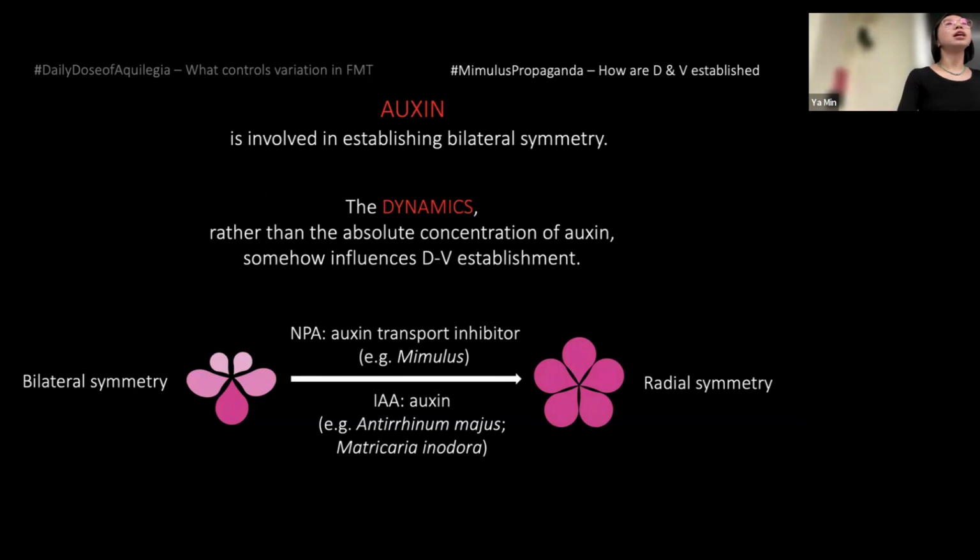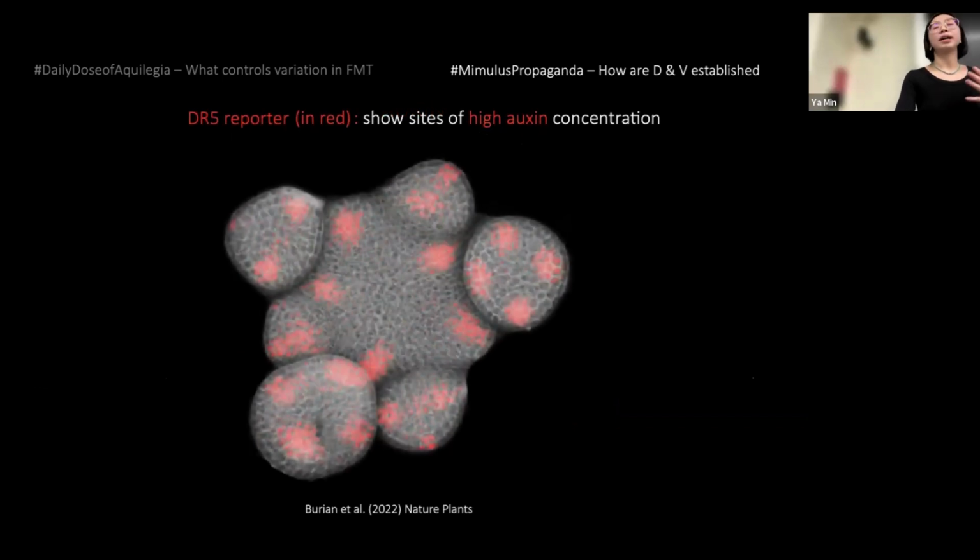So how can we see the dynamics of auxin? We can actually look at it. Many years ago, people developed some fluorescent reporters for Arabidopsis that report the cells that have high auxin concentration. Here we are looking at a top view of an inflorescence meristem of Arabidopsis. All the cells expressed in red are cells experiencing high auxin concentration.